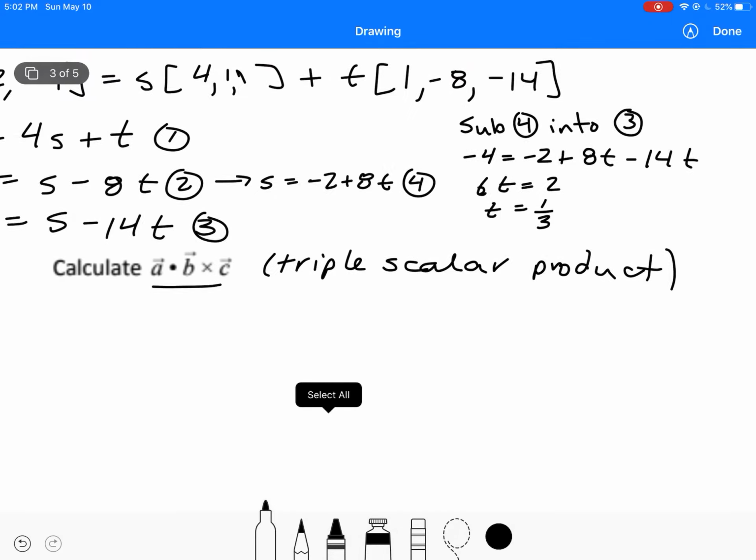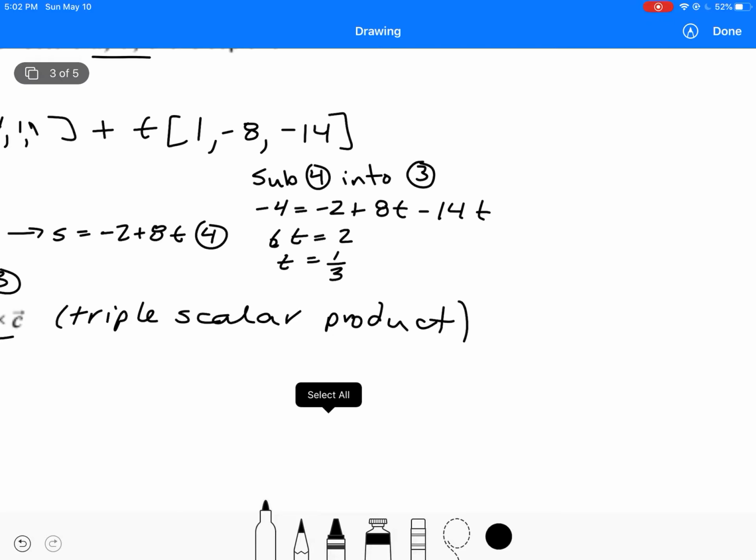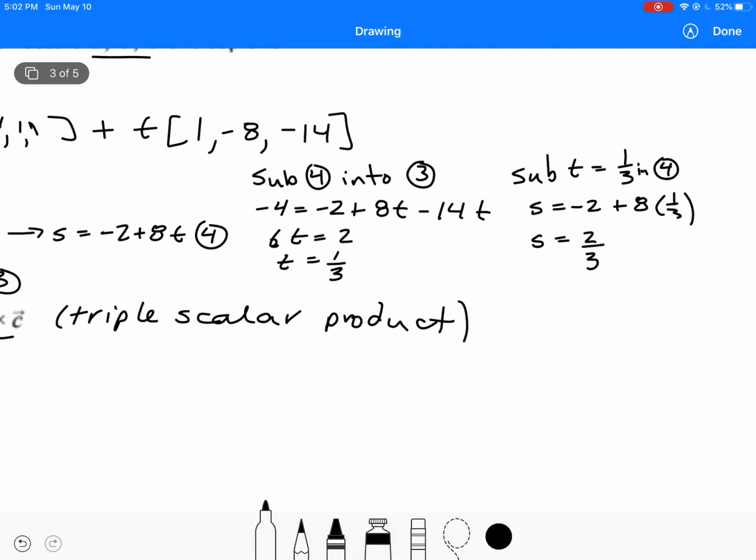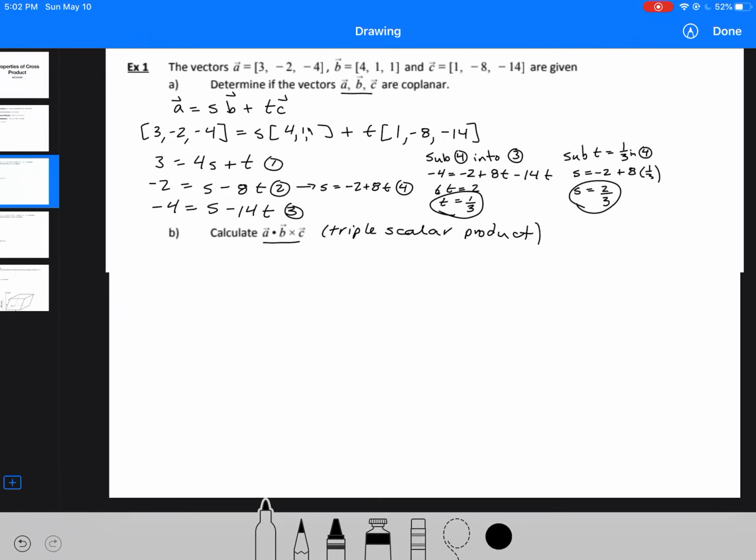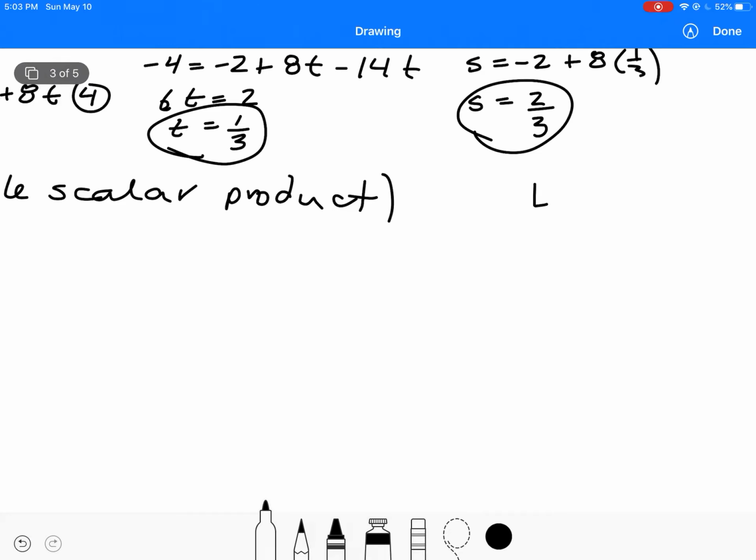Great. Okay. So now what we want to do next is solve for s. So that'll be our next step. We're going to sub t equals 1/3 back into our equation 4 that we used to solve for s. So we've got minus 2 plus 8 times 1/3. And so what we have here is s equals 2/3. Okay. So now we've got a value for s and a value for t. What we're going to do is check and see if they are consistent. So we're just going to do a left side, right side check.